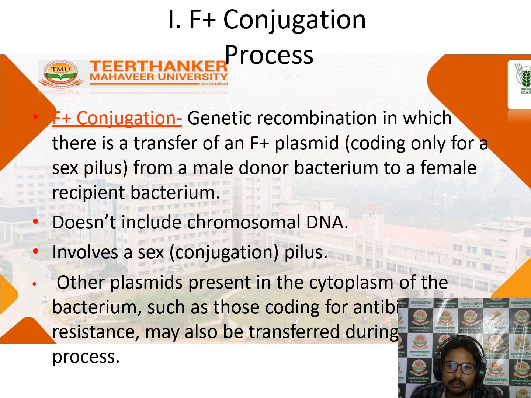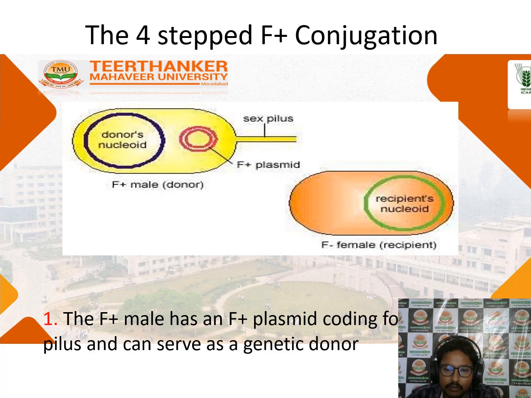So what is F plus conjugation? It is genetic recombination in which there is a transfer of an F plus plasmid, that is the F factor, from a male donor bacterium to a female recipient bacterium. It doesn't include chromosomal DNA, and it involves a sex pilus or conjugation pilus. We'll see the process, which involves a total of four steps.